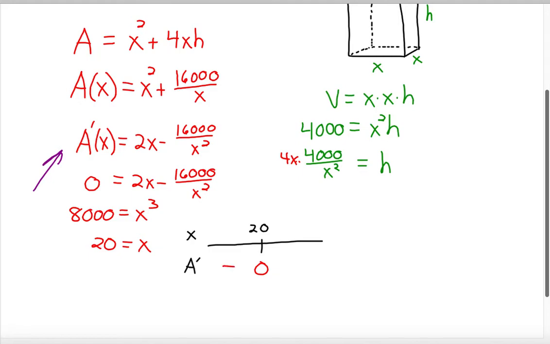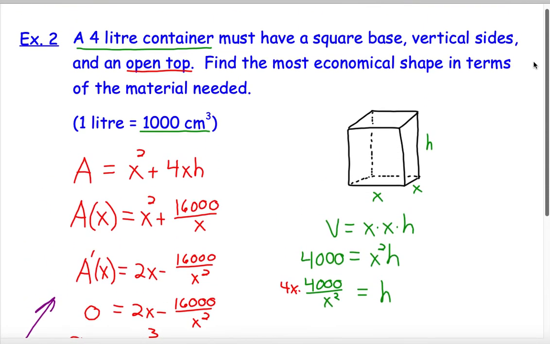And then if I pick a number bigger, like let's say 40, 40 squared is 1600, so that's going to be 10, and 2x is 80, so 80 minus 10. That's going to be a positive value there. And so that tells me that my function A is decreasing, levels off, and then is increasing. So here I have a local minimum. I verified that it's a minimum, and that's the only zero.